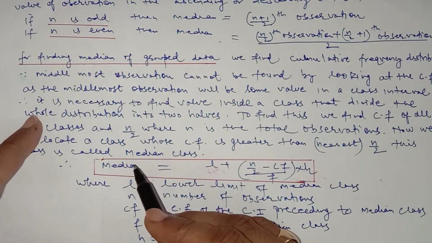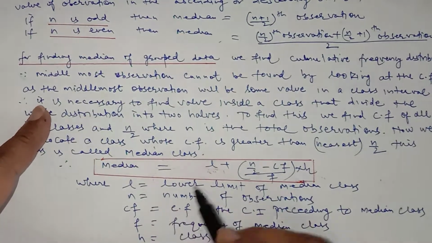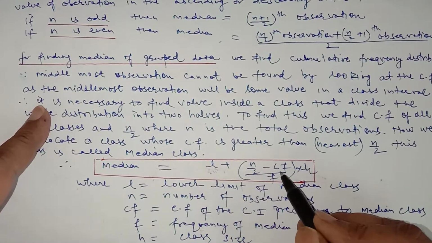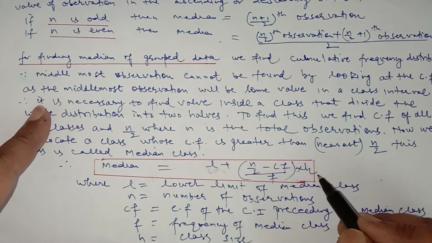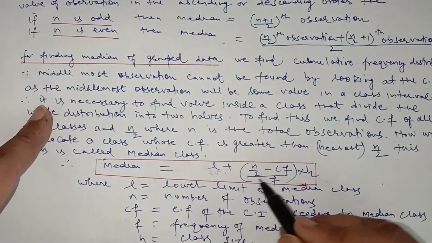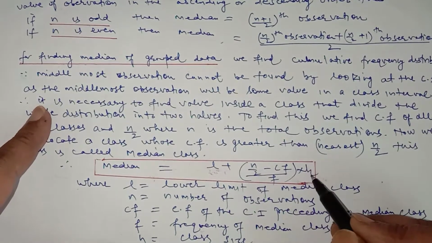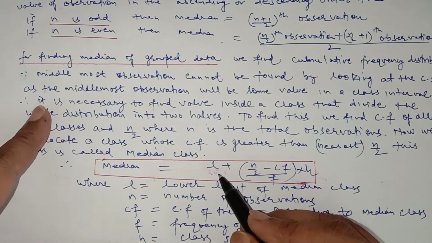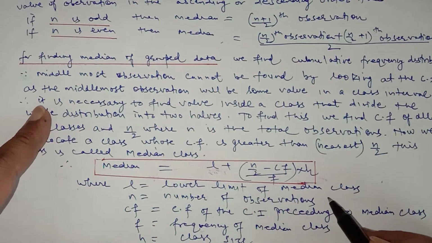So the median for grouped data when the class interval is given is L plus (n by 2 minus cumulative frequency) upon f, into h. See this formula carefully. L plus (n by 2 minus cumulative frequency) upon f, into h. Now what is L? L is the lower limit of the median class.